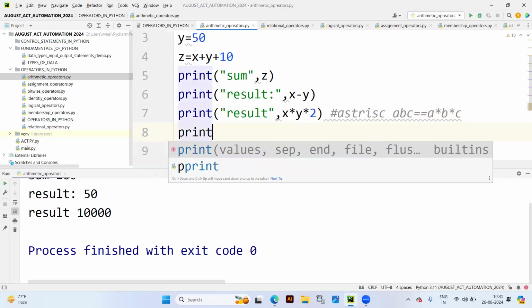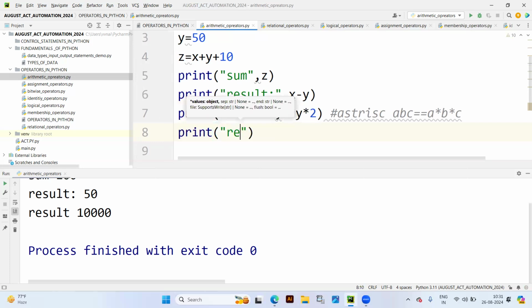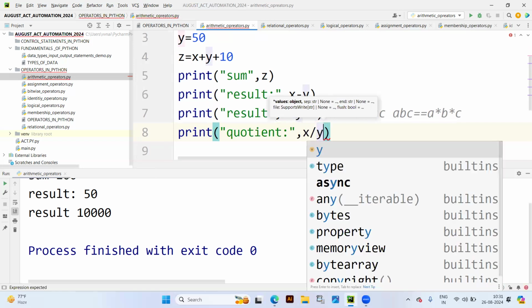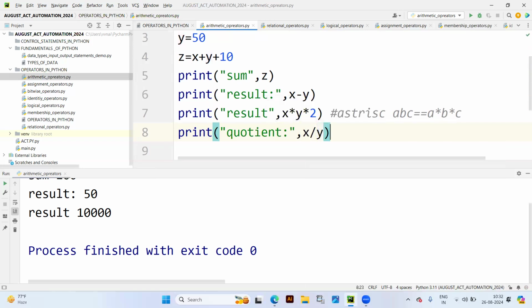Now next there is an operator, the division operator. X divided by y. We are dividing the x value by y. So now what is the output going to be? Whatever the quotient you are going to get will be given by the division operator. Are you clear? So obviously 50 is the denominator, 100 is the numerator. So obviously 2.0 is going to be the quotient over here.